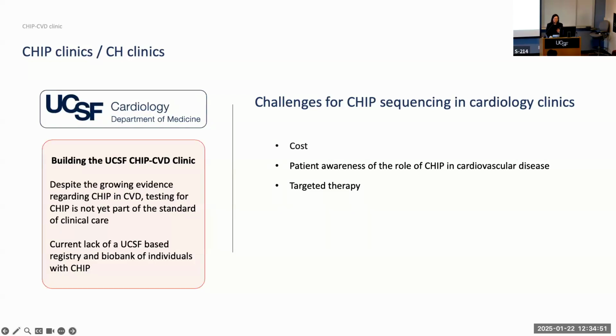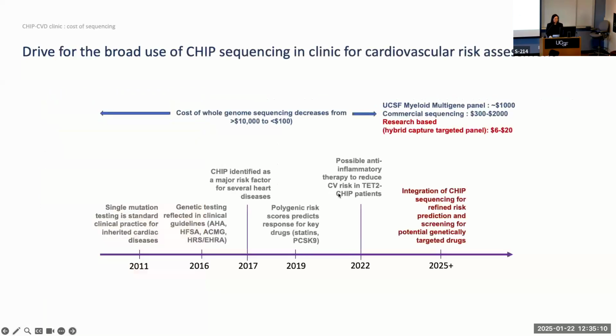And what are some of those challenges for sequencing? I've identified what I think are the three most prevalent ones, and that would be cost. CHIP sequencing has come down in terms of cost significantly over the past few years, but still that is a great barrier. Patient awareness is also another factor, and the lack of targeted therapies is the other. So I'll go into these briefly as well.